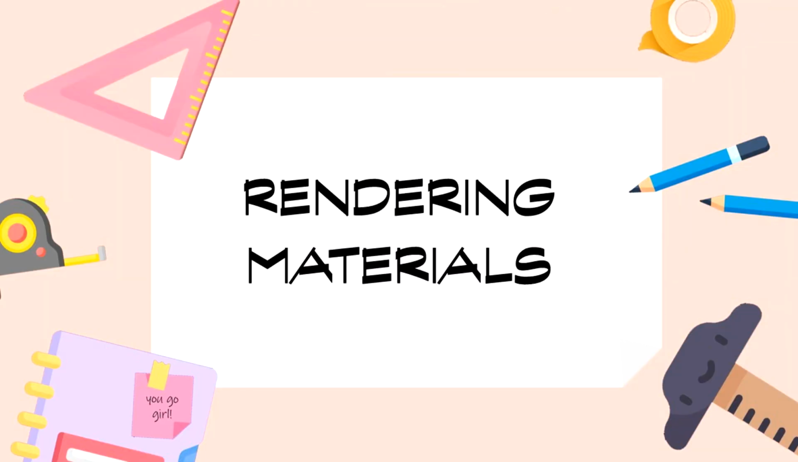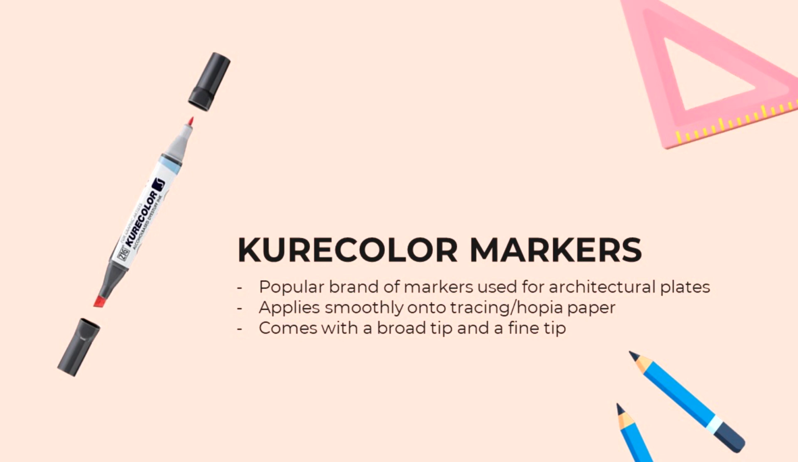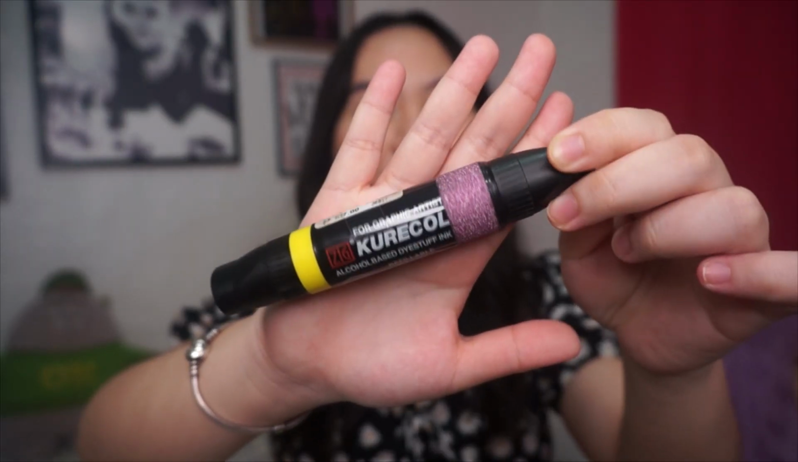Now let's talk about rendering materials. For your first few years of college, you will be rendering manually, so you're gonna need something to color with. And the most common rendering material to use in architecture are markers, specifically Color markers. I think that's the most popular brand out there. So a Color marker looks like this.